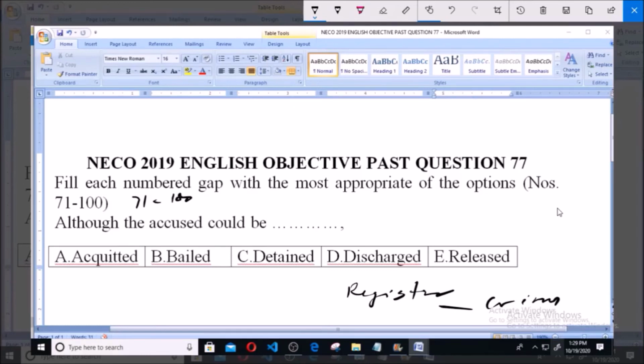Now, although is a tone of light contradiction to the previous statement, and the previous statement says that he pleaded not guilty, but after the magistrate had the testimony of the witness. Although the accused could be dash: A, acquitted; B, bailed; C, detained; D, discharged; E, released.